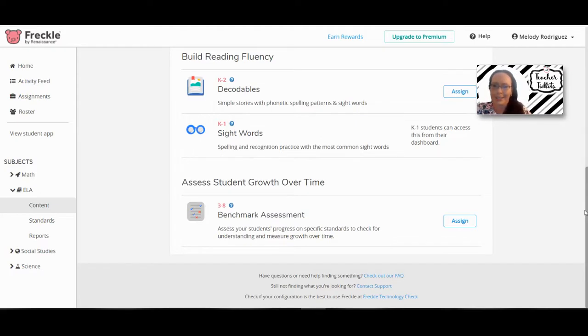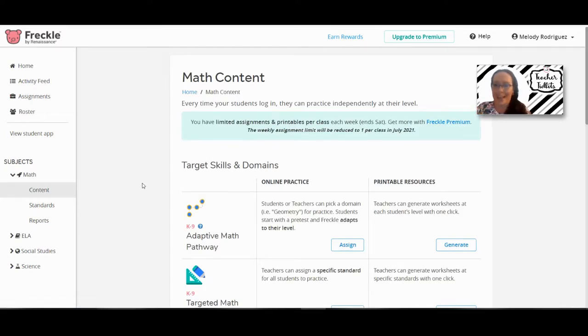I recommend giving these probably no more than a few times a year, but it's really to see how your students are progressing on grade level standards. All right, so math, looking over, and I know I'm going fast here, but I really want you to see everything that this platform has.